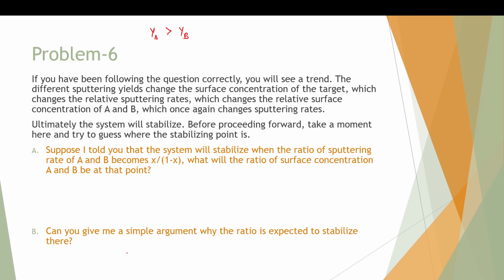For the system to stabilize, what should happen? The number of A atoms leaving the surface should be the same as the number of A atoms that are emerging from the layer just beneath the surface layer. Whenever the atoms leaving equals the atoms getting uncovered, at that time for those surface concentrations we will have a steady state. So let me write down the number of A atoms leaving. That will be nothing but the rate of sputtering of A atoms into delta T, that is the time. And how many A atoms will get uncovered?